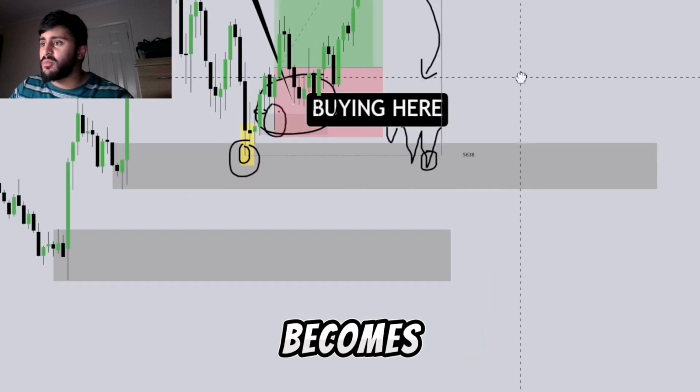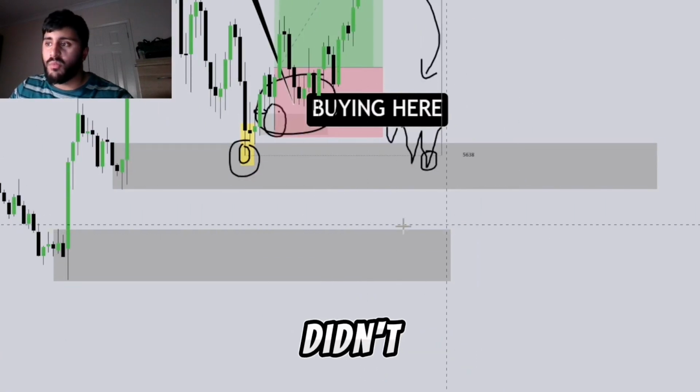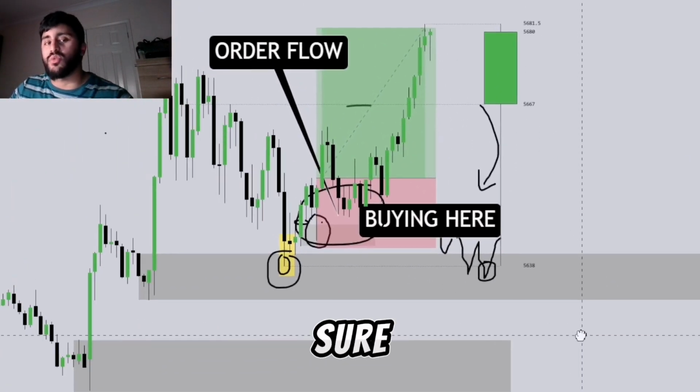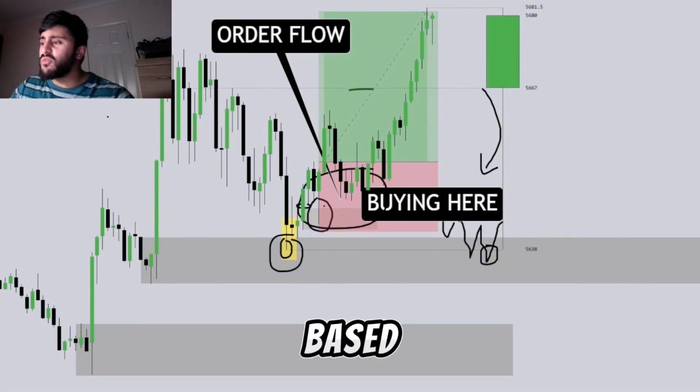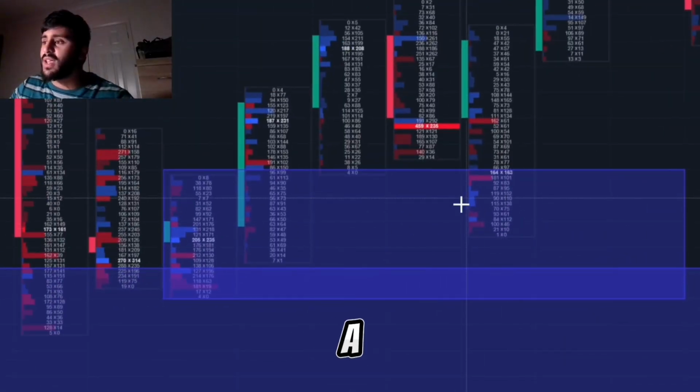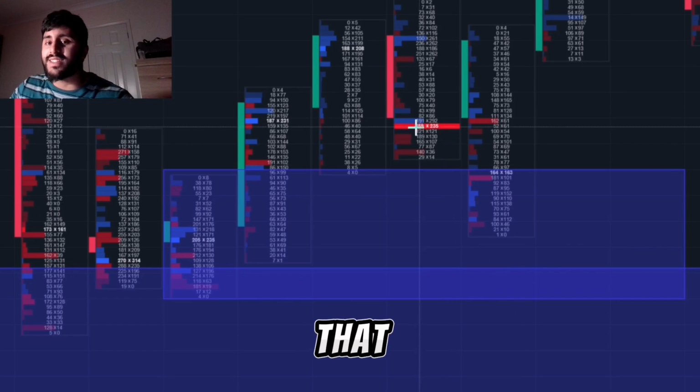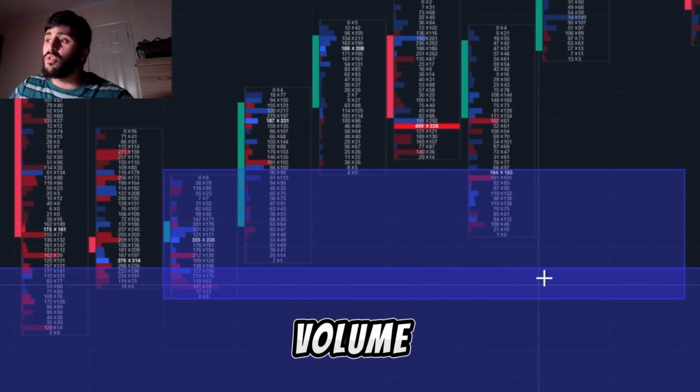So the question now becomes, why didn't we buy from here, right? Why didn't price come here? Well, you never know for sure where price is going to react. But based off the order flow, what we saw over here is a lack of volume. So we know that sellers have failed here and we know the volume has dried up over here.